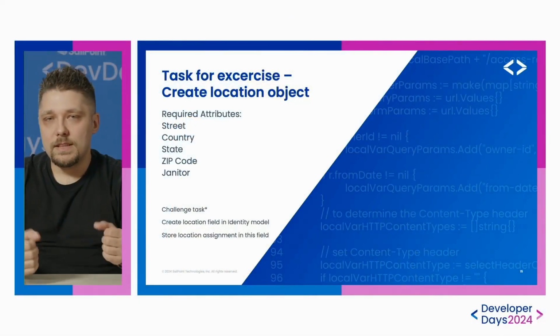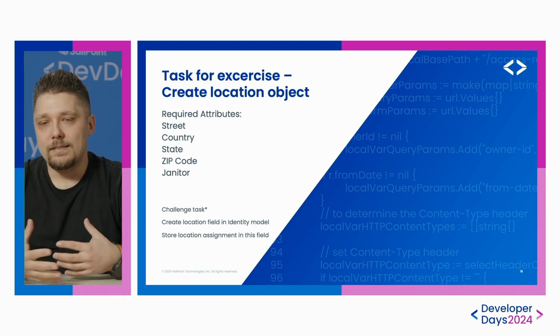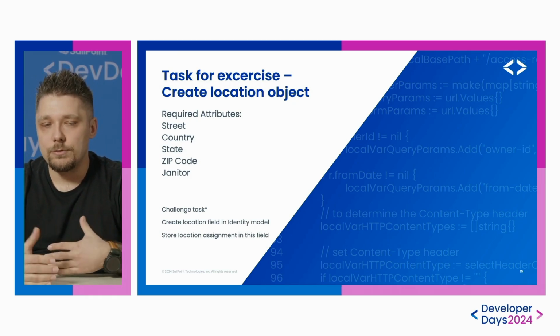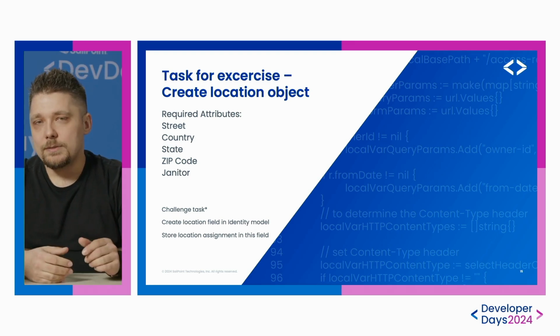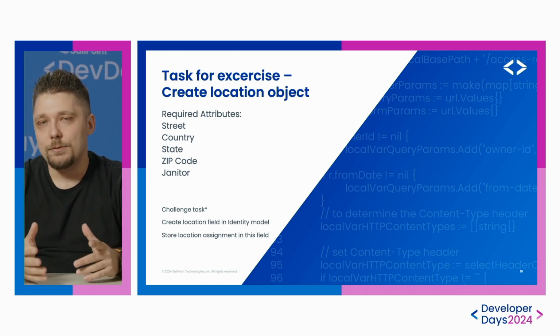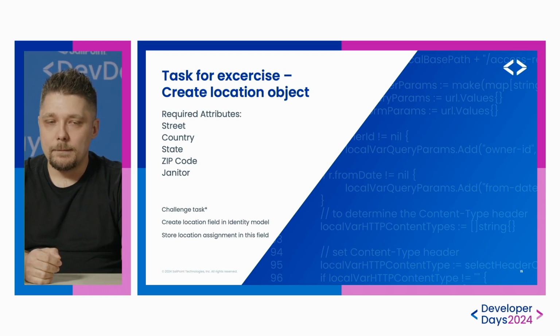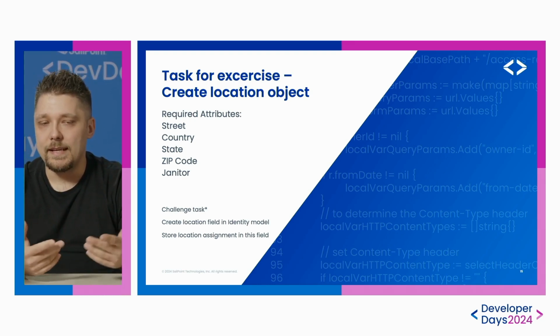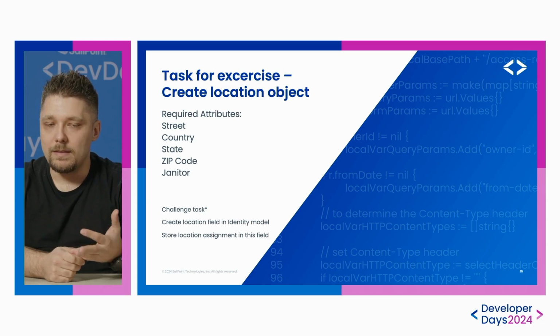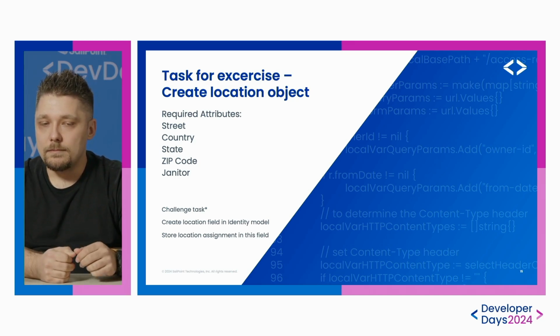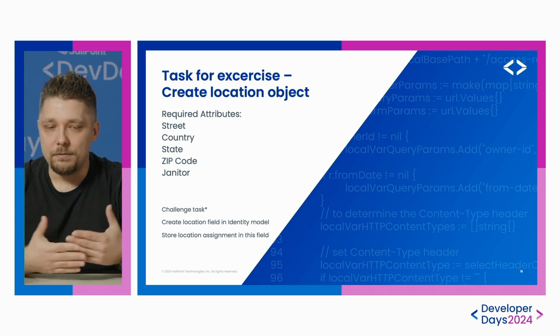And the most important, it allows you to store in IdentityIQ data that you would not expect to have at all in the beginning. So, just a few exercises for you if you want to do some training. You can create a location object. You remember on one of the slides at the beginning, I showed you that we have a location object, which is of course not true. Just try to create the location object. Let's say you have required attributes like street, country, state, zip code, and the janitor, which will be an identity in this case. And if you have more ambitions, I can give you a challenge task.